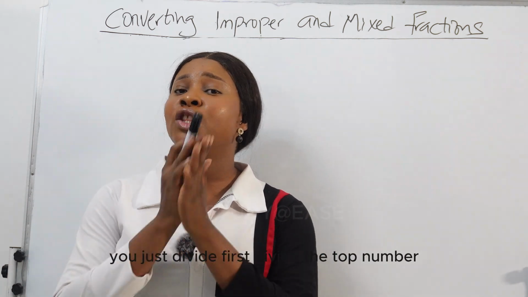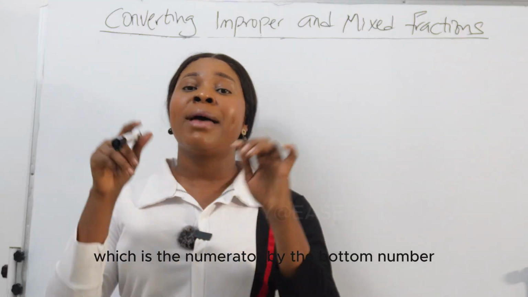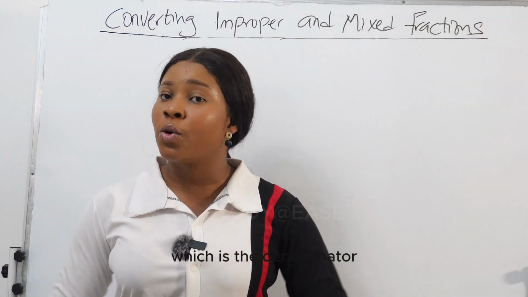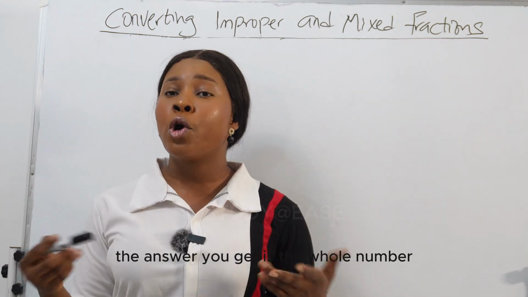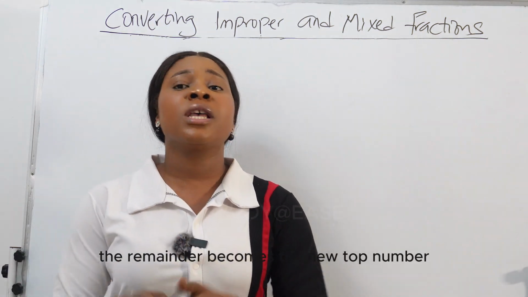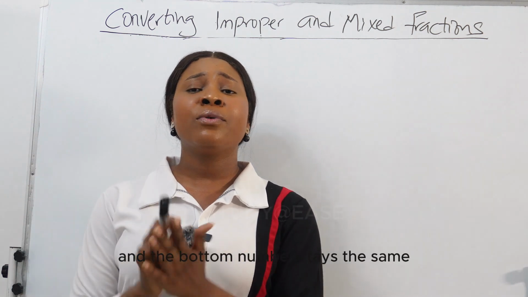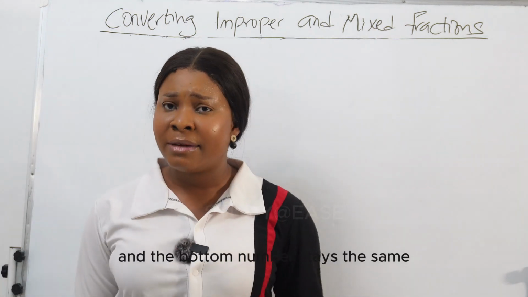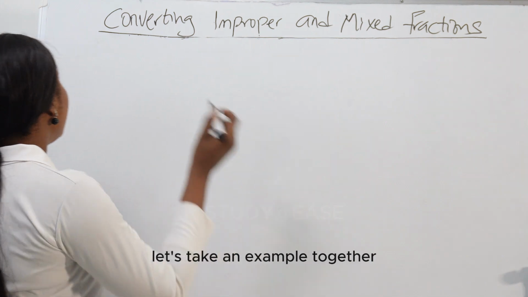First, divide the top number, which is the numerator, by the bottom number, which is the denominator. The answer you get is the whole number. The remainder becomes the new top number, and the bottom number stays the same. Let's take an example together.